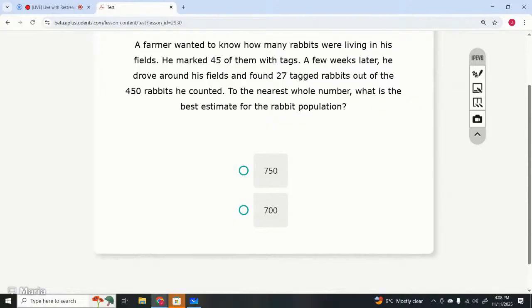A farmer wanted to know how many rabbits were living in his field. He marked 45 of them with tags. A few weeks later, he drove around his field and found 27 tagged rabbits out of 450 rabbits he counted. To the nearest whole number, what is the best estimate for the rabbit population?